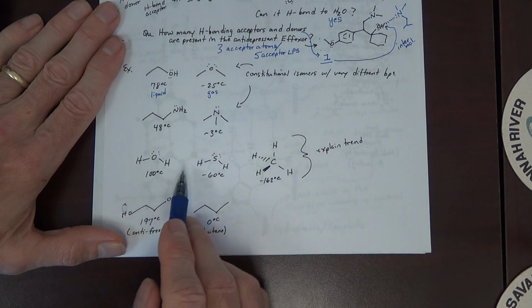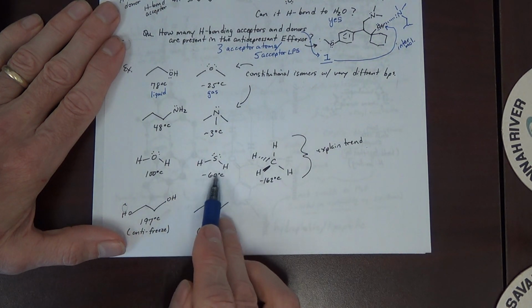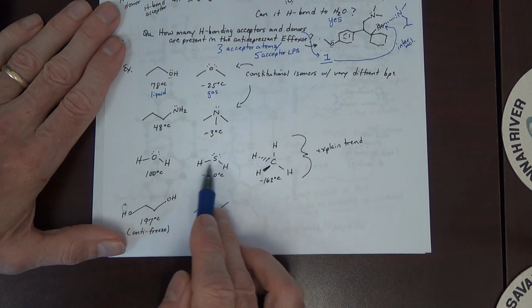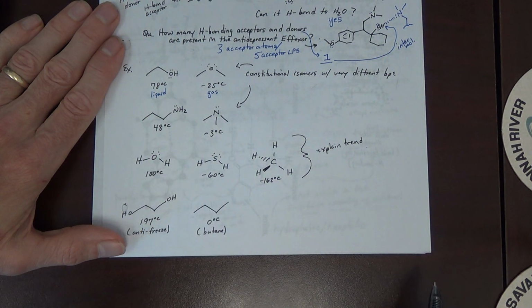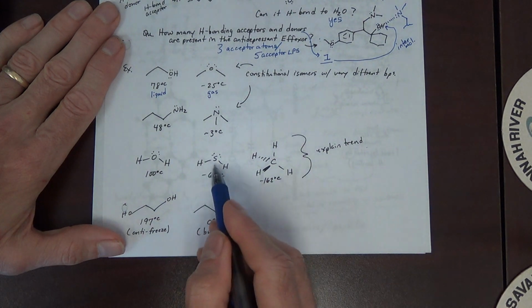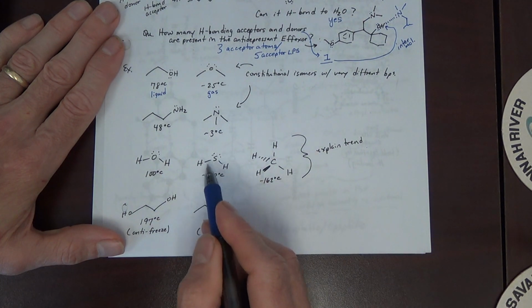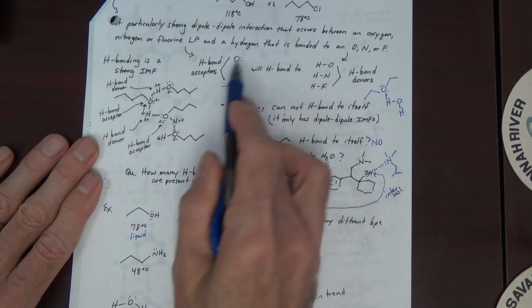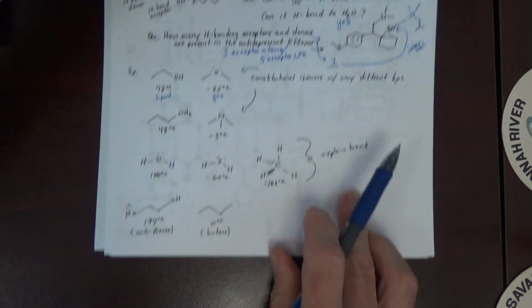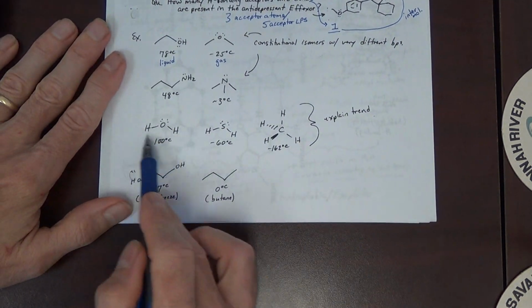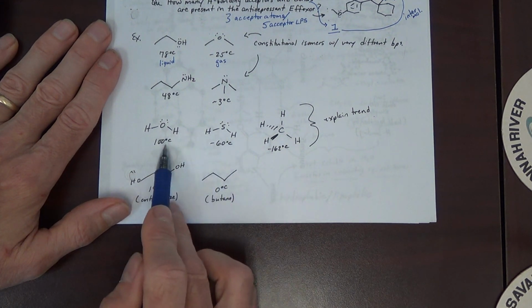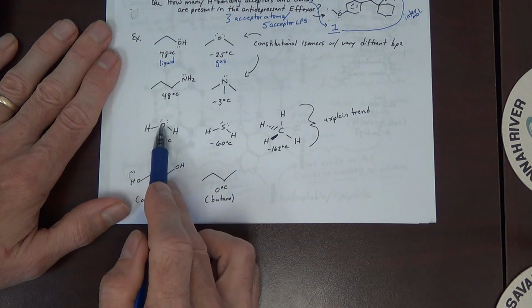Water, boiling point 100. H2S, much decreased boiling point, 160 degrees lower. Water can hydrogen bond to itself. H2S cannot. Yes, H2S has dipole-dipole, but that is much weaker than what you get when you have these atoms involved. A much stronger dipole-dipole interaction that we call hydrogen bonding, and we see the difference. Much more stickiness between the water molecules.